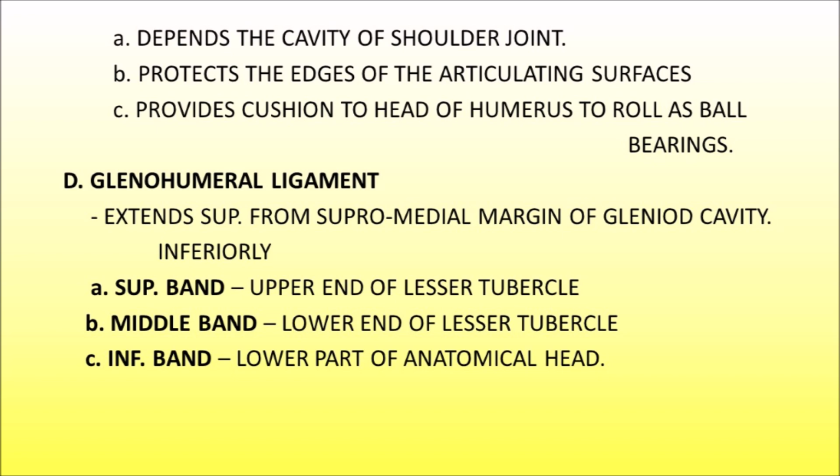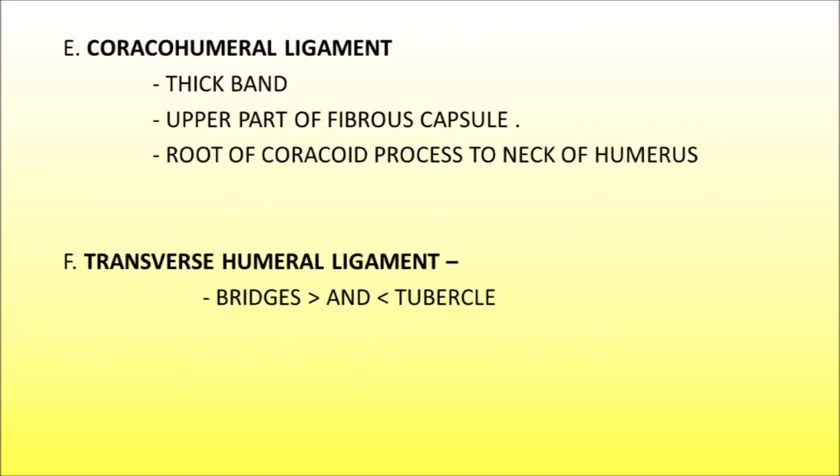Let us move on to the glenohumeral ligament, which is a condensation of the anterior part of the capsule. It extends superiorly from the superomedial margin of the glenoid cavity, and inferiorly it is divided into 3 parts. The superior band is attached to the upper end of the lesser tubercle, the middle band is attached to the lower end of the lesser tubercle, and the inferior band is attached to the lower part of the anatomical neck.